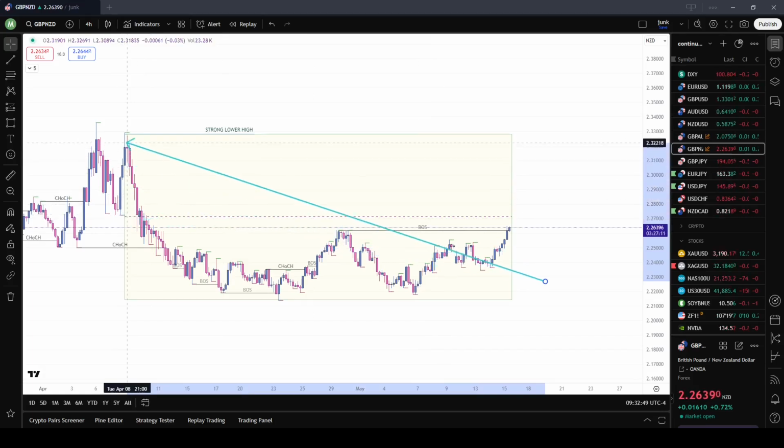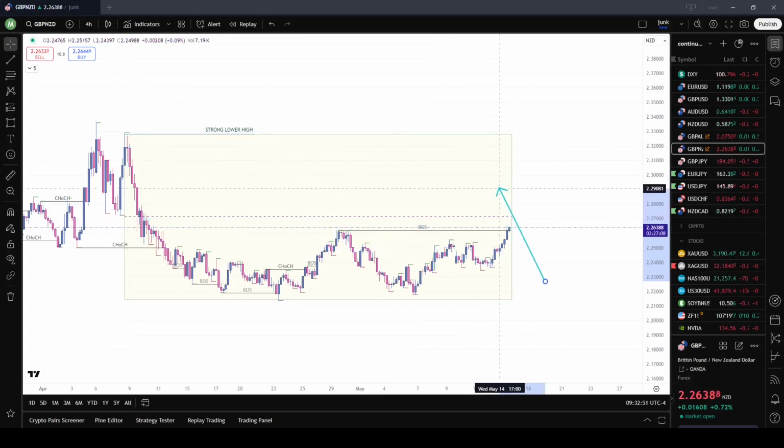Looks like it covers the entire area of premium. So looking for any type of bearish momentum shift once it does push higher, and look for any type of selling opportunities. So that's all I have for you today.